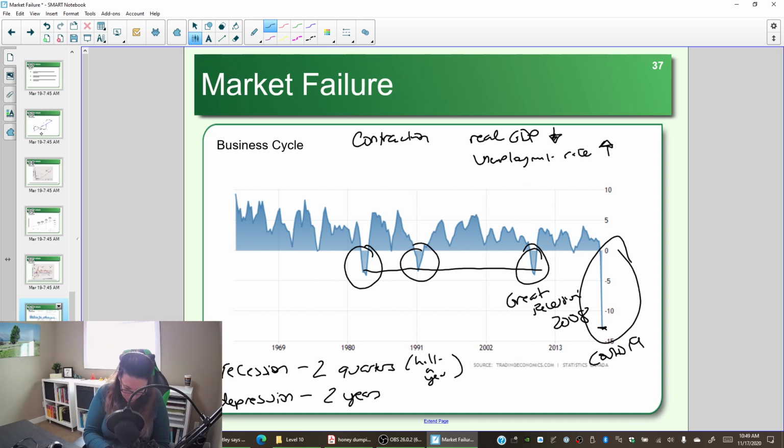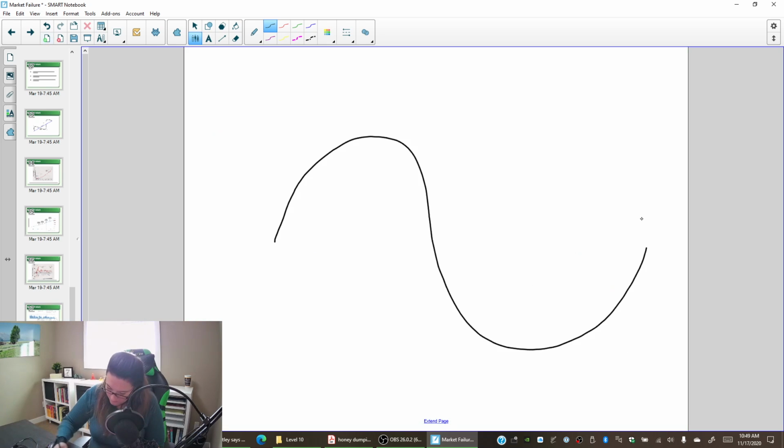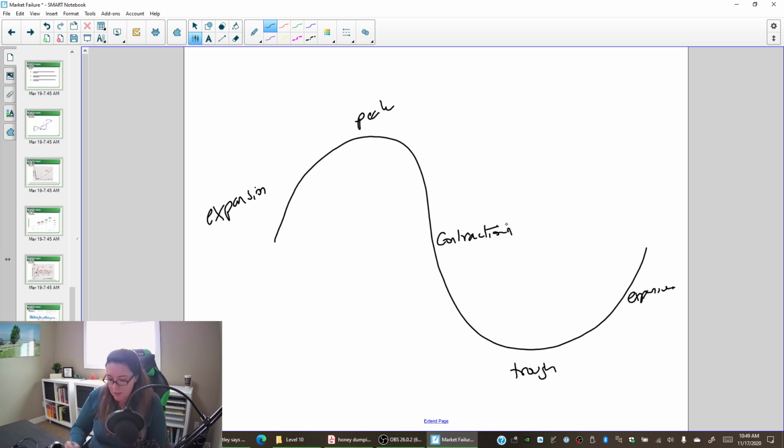So the business cycle, if we go back, I guess we restarted our program, so let's just draw it again. Expansion, peak, contraction, trough, and back to expansion. So right now the economy is contracting, and then we expect, in this case, once we resolve COVID-19 issues, the pandemic, then we'll be back to expansion.